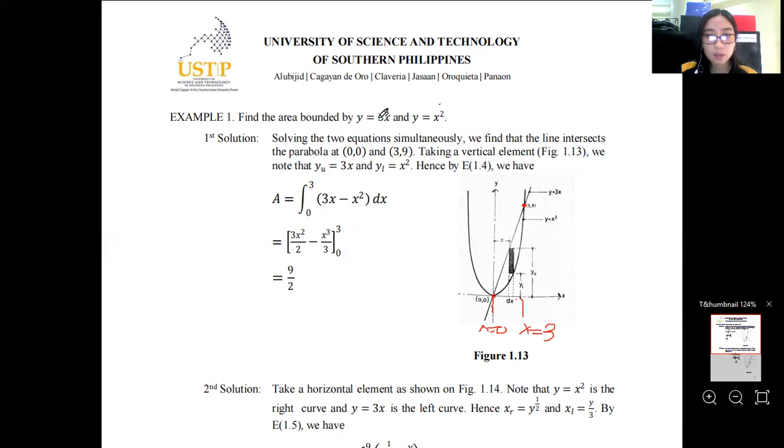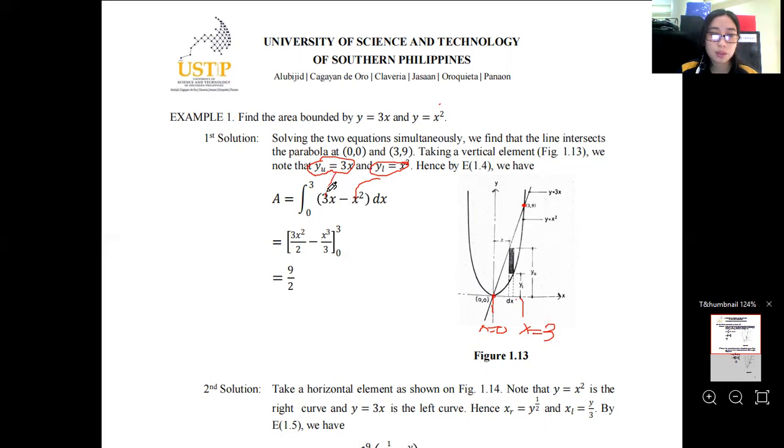Sorry. So y sub u is 3x and y sub l is x squared. So area is equal to the integral of y sub u minus y sub l times dx, or delta x, the change in your x axis, from 0 to 3. So the limit is from 0 to 3.